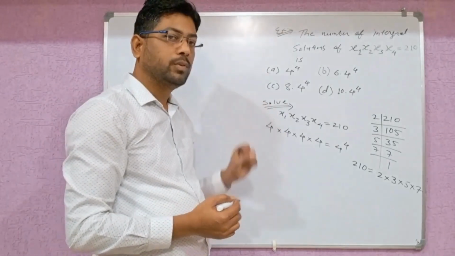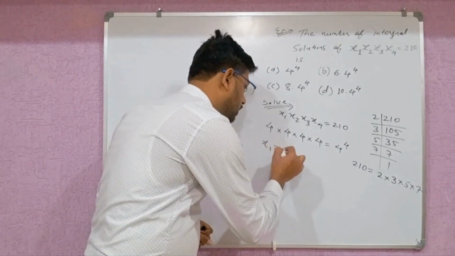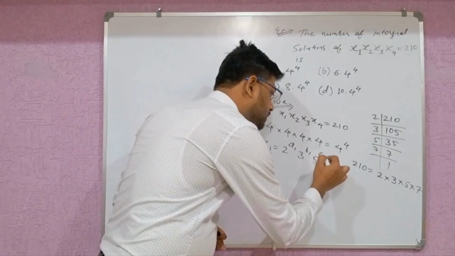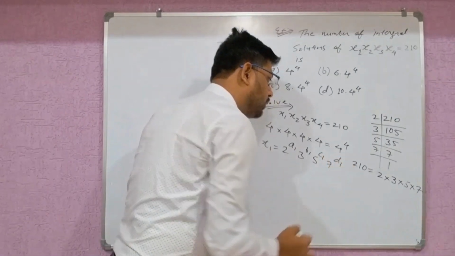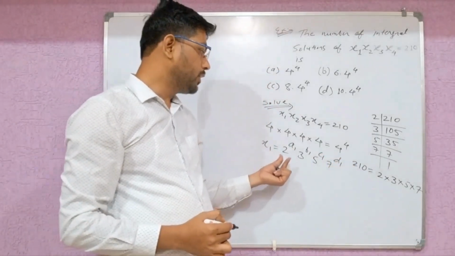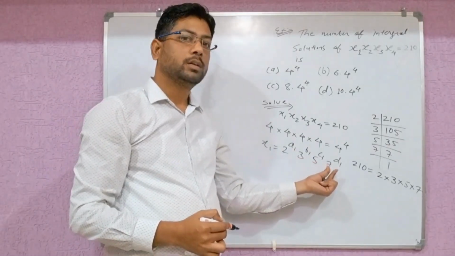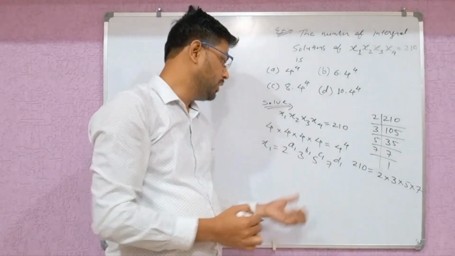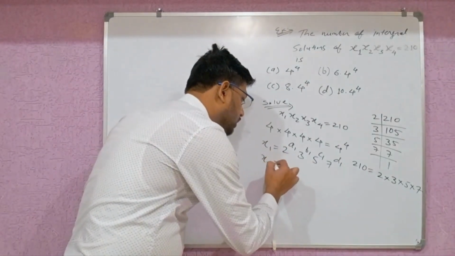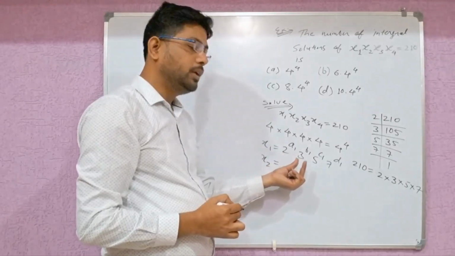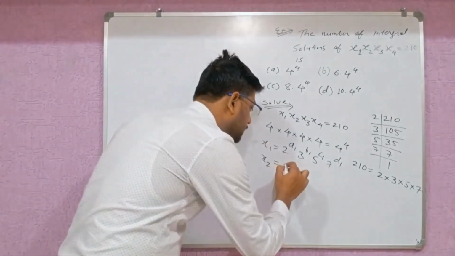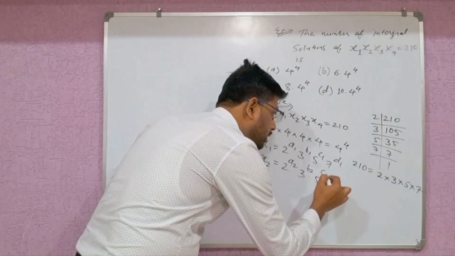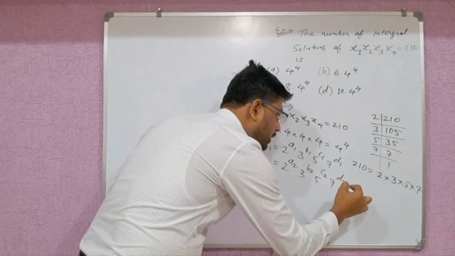So for that we have to take this x1 as 2 raised to power a1 into 3 raised to power b1 into 5 raised to power c1 into 7 raised to power d1. Why? Because in this x1 there can be a factor of 2 or 3 or 5 or 7 or different combinations of these. So I have taken all the possibilities here. In the same way x2, here also factors of 2, 3, 5 and 7 can be there. So I am taking this as 2 raised to power a2, 3 raised to power b2, 5 raised to power c2 and 7 raised to power d2.